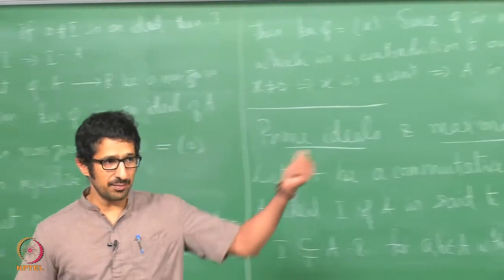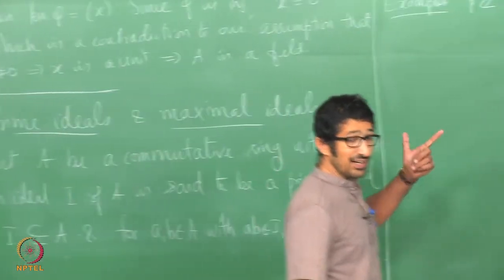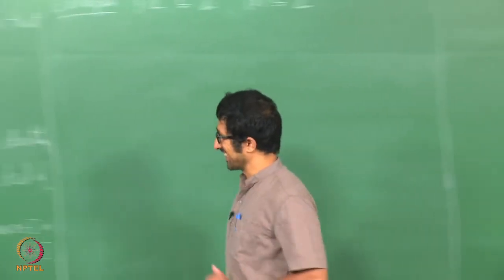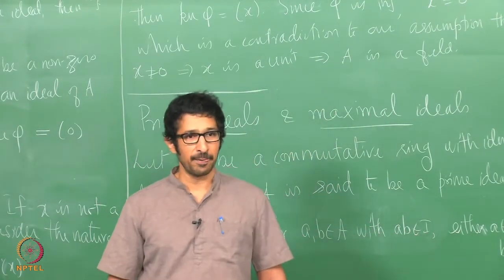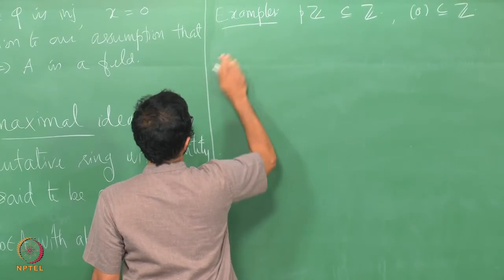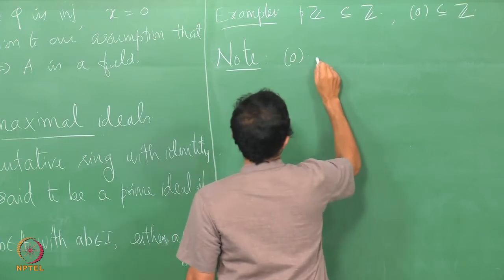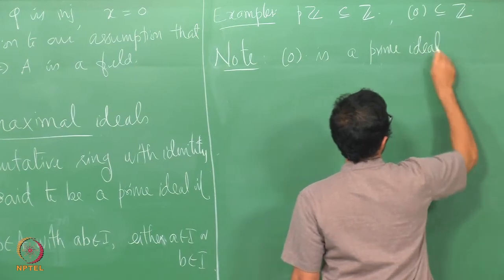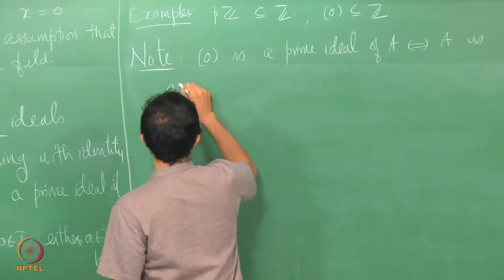In fact, can you make a more general statement? Is zero a prime ideal of every ring? Okay. Integral domain. Because a product is zero if and only if one of them is zero. So therefore, we should note: zero is a prime ideal of A if and only if A is an integral domain.